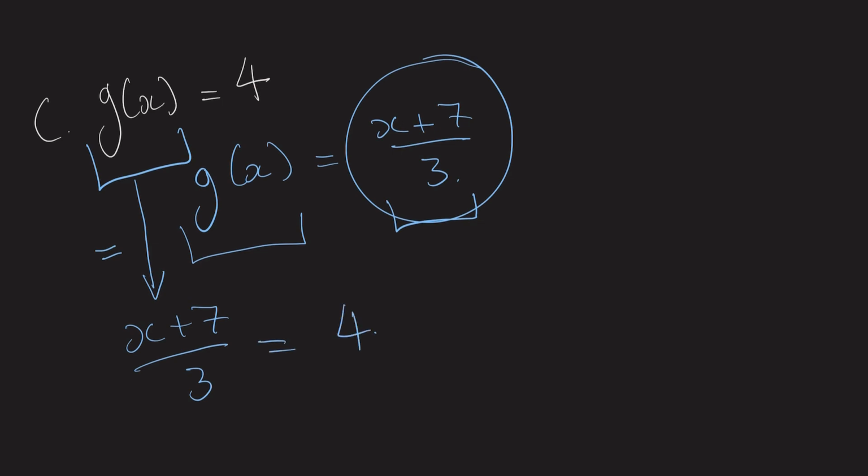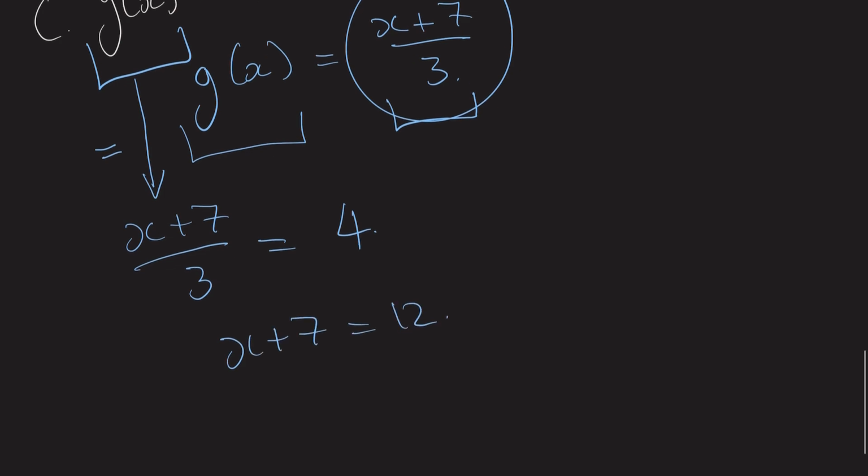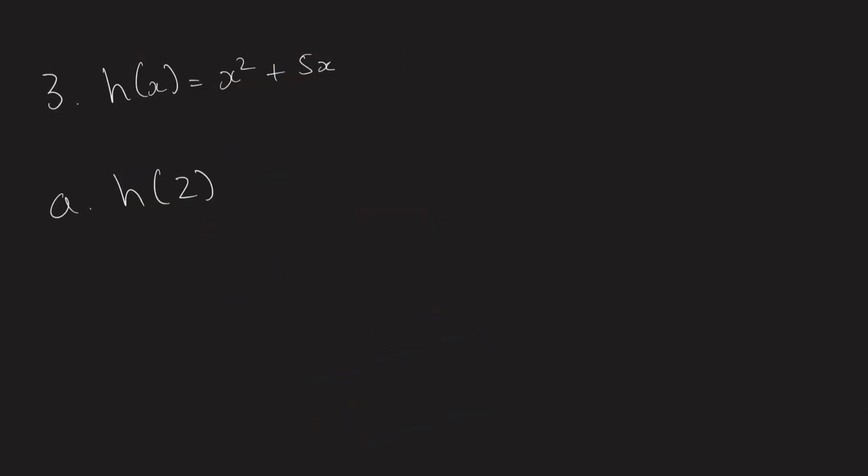Equals 4. Now I'm going to times both sides by 3. X plus 7 equals 12. And now I'm going to move the 7 over to the other side. And whenever you move a number from one side to the other, it changes sign. So that'll become minus 7. And then x will equal 5. Now moving on to question number 3.